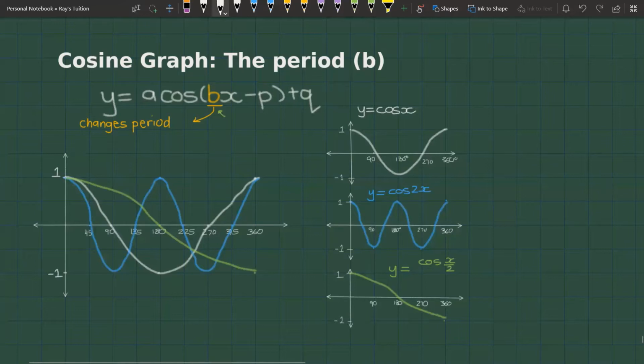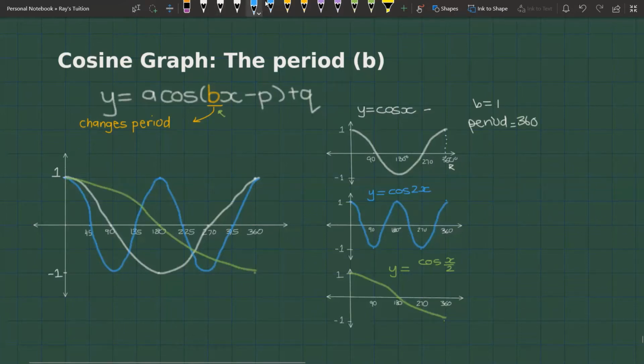So the first one is y is equal to cos x, and this is our standard cos graph. Please watch our video about this so that you can understand the points. The period of this graph, how long it takes for it to complete a graph, is 360 degrees. So the period of our standard graph is 360 degrees. So our b value is 1 and our period is 360 degrees.